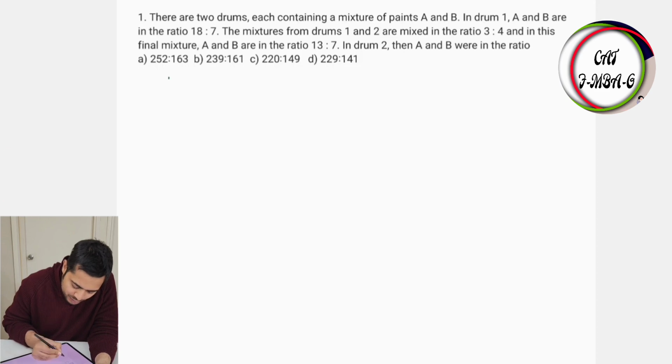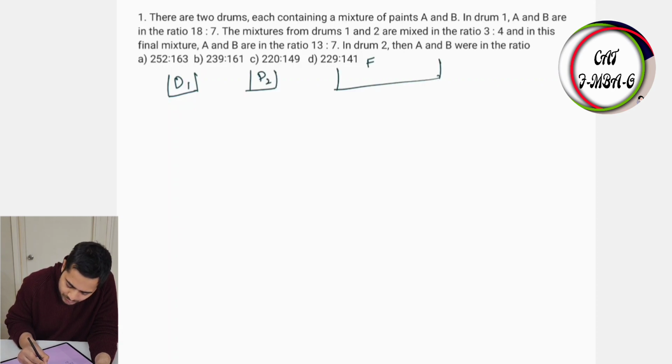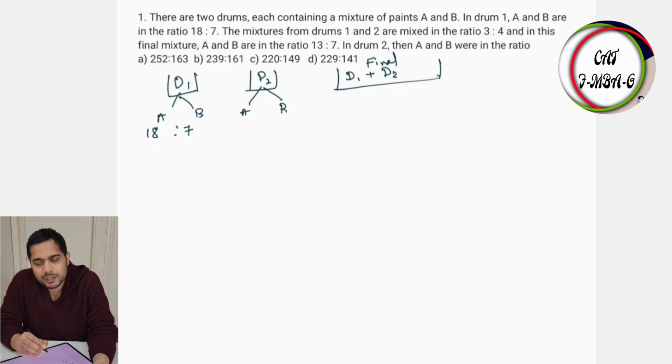So let us write what is given in the question. In drum 1 there is drum 2, and there is this final mixture where contents of drum 1 and drum 2 are mixed together. So in drum 1, A and B are in the ratio 18:7. In drum 2, A is to B, it is not given what is the ratio of drum 2. We have to actually find it.